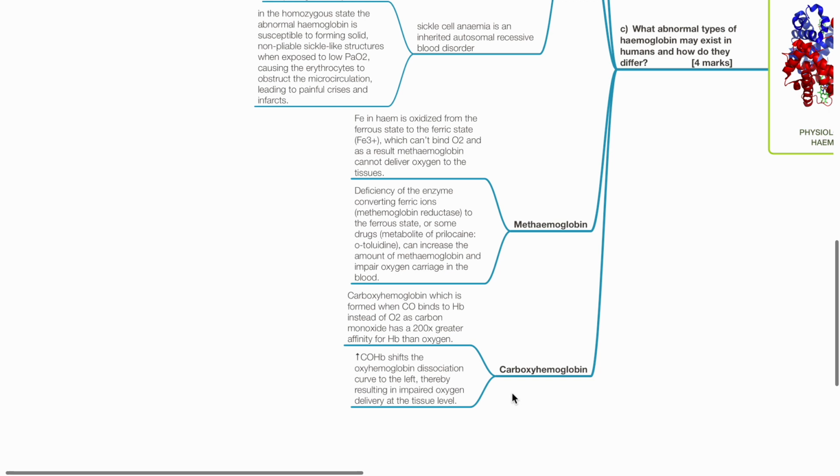Carboxyhemoglobin. This is formed when carbon monoxide binds to hemoglobin instead of oxygen. Carbon monoxide has 200 times greater affinity for hemoglobin than oxygen. Increased carboxyhemoglobin shifts the OH-DC curve to the left, resulting in impaired oxygen delivery at the tissue level.